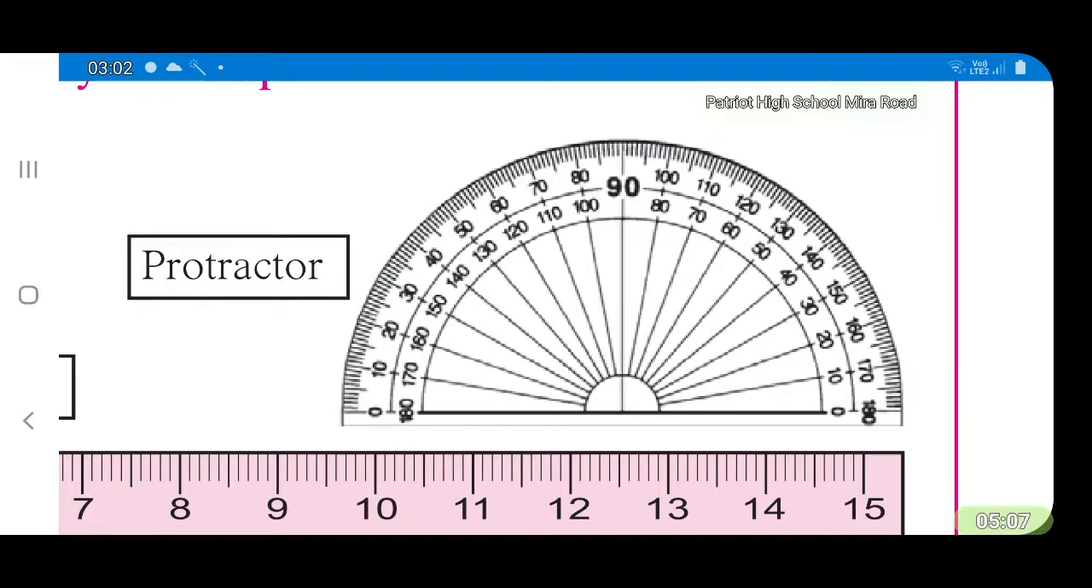Now 90 degrees. Again, suppose your BC is here and you have to make a right angle, or 90 degrees. Your 0 will begin here and 90 degrees will be exactly at the center, at the top. So you mark point A over there. Remove the protractor and join A with B. So you get angle ABC equal to 90 degrees.